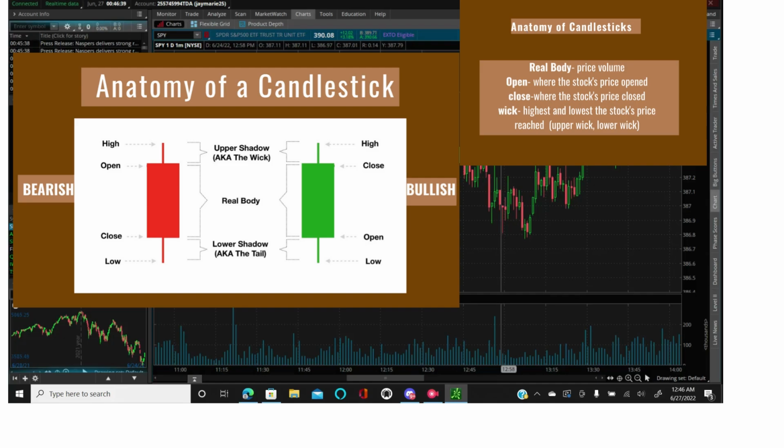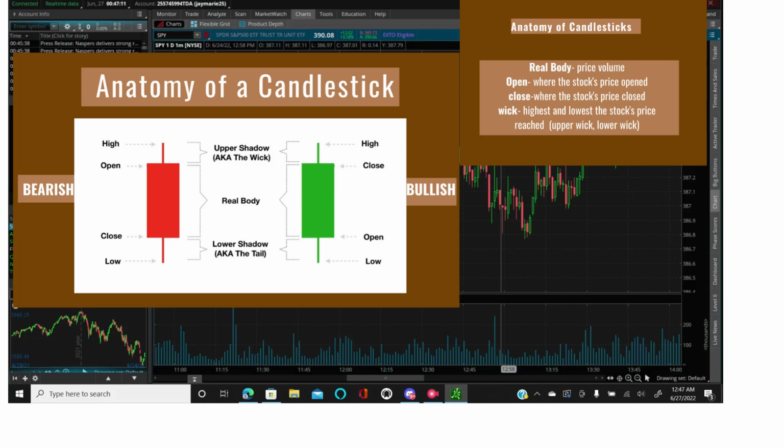Okay. Now, during this time period that you're on, it's going to reach a high and it's going to reach a low. And those are the upper shadow and the lower shadow, aka the wick and the tail. So the top of the upper shadow represents the highest that the stock got within that time frame. And then the tail represents the lowest price that stock got within that time frame.